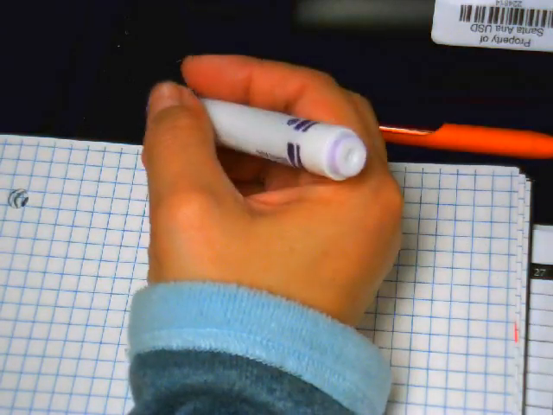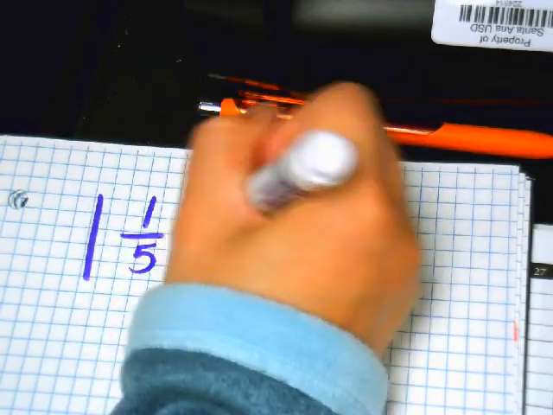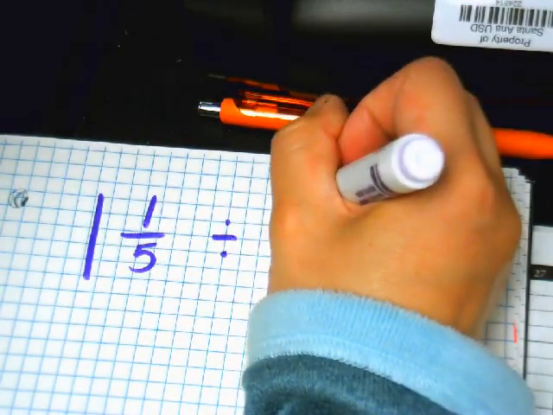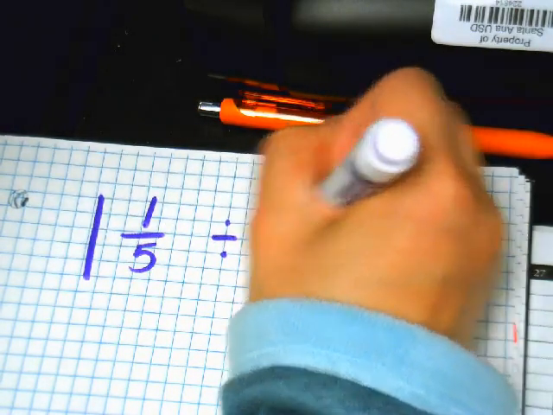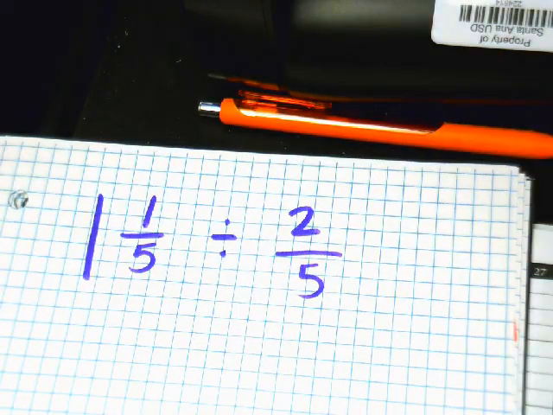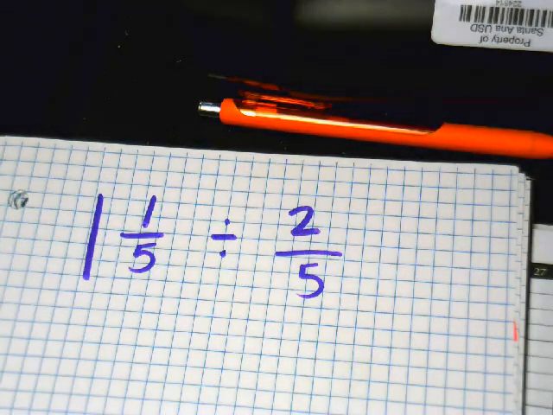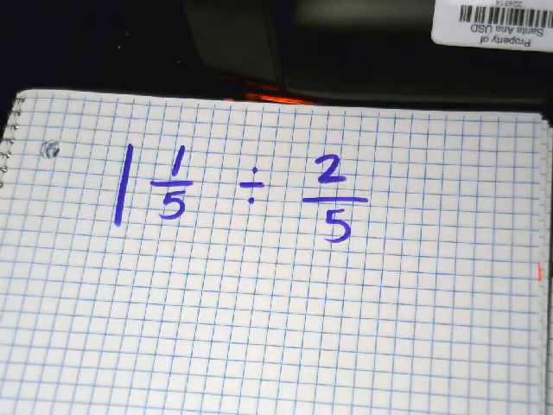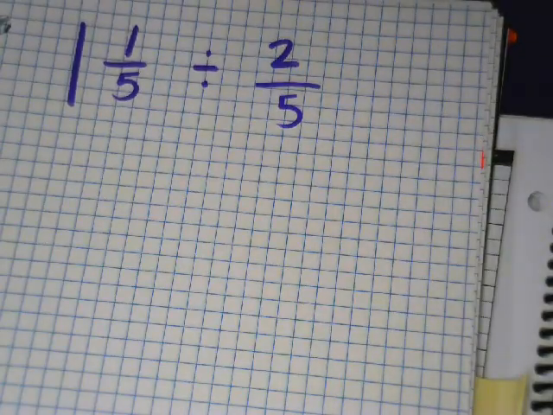All right. It's so easy. What do you got to do first? Make it an improper fraction first. What do we got? 6 over 5.